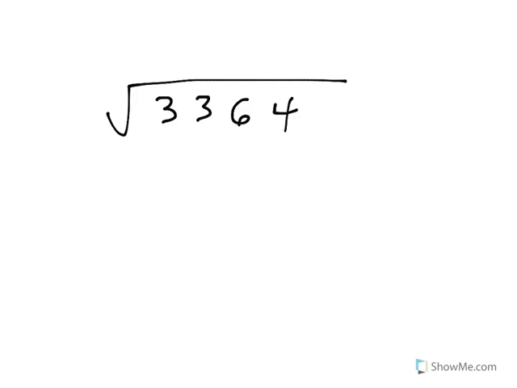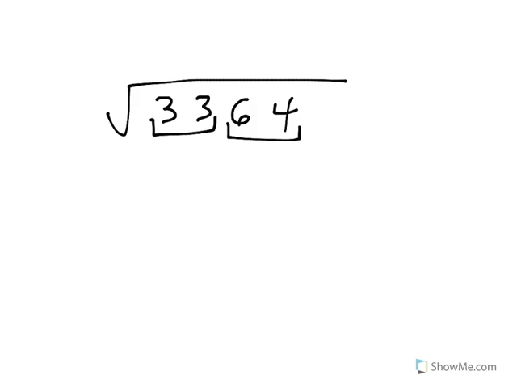There are different techniques for finding the square root of a number, and I'm going to go through one of them here. This is sometimes called the long division square root method because it resembles long division a bit. So the square root of 3,364. We start by taking the last two digits and grouping them together, and then the next two digits and grouping those together.